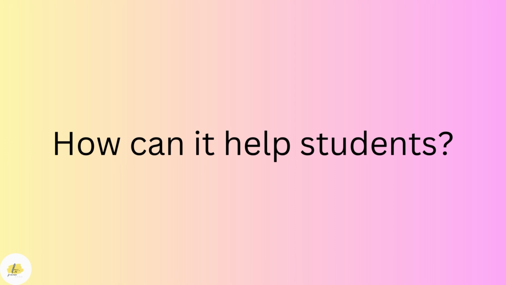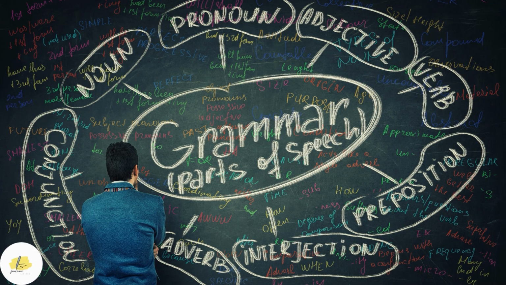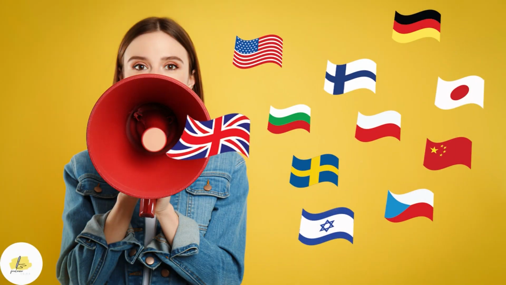So now, how can linguistics help students? If you study linguistics, you will be able to understand English grammar in a better way. You will understand its parts of speech and grammar rules more clearly and more logically. You will be able to understand different accents, grammar rules and pronunciation rules of different Englishes. American English and British English are different from each other, and you will be able to distinguish these differences if you study linguistics in detail.